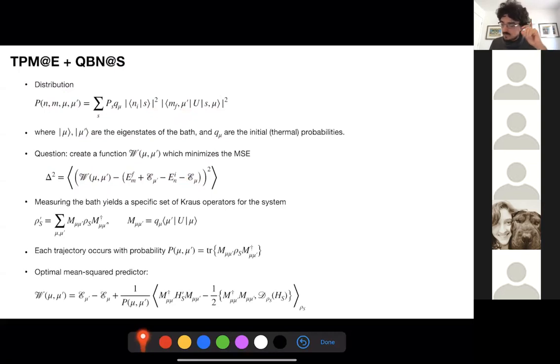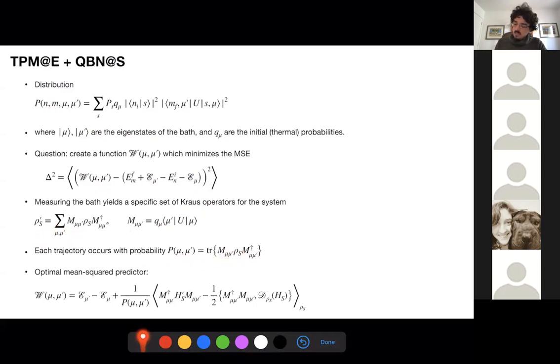And the way we write that down, and Marcelo will talk a lot more about this, I think, is in terms of the Kraus operators of the system. And this is very nice. So the system is interacting with the bath, and you can describe that as a quantum channel. And you have some Kraus operators, which depend on the bath eigenstates. And each of the trajectories here for the bath are given by these probabilities P of mu prime, which are just the expectation values of the system in these Kraus operators.